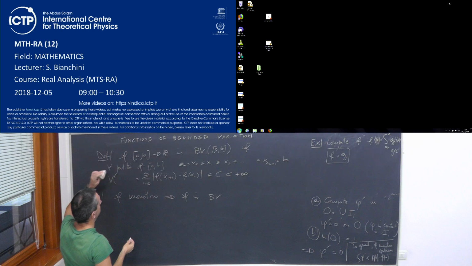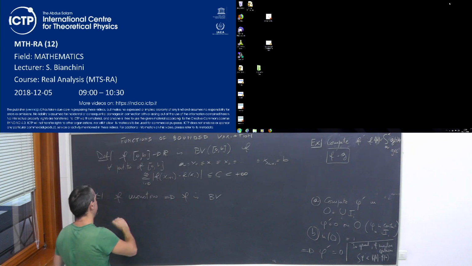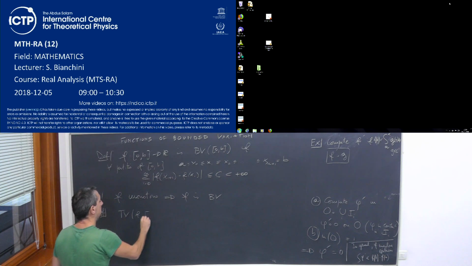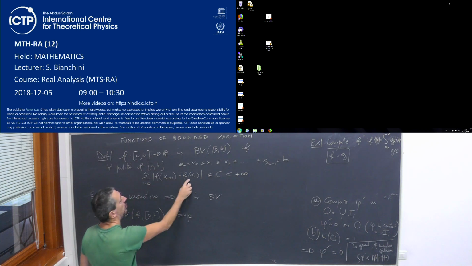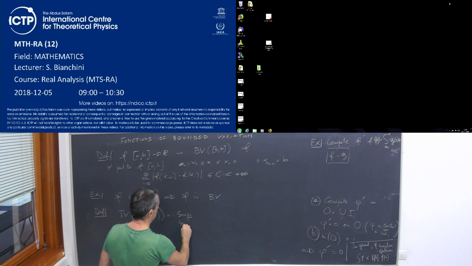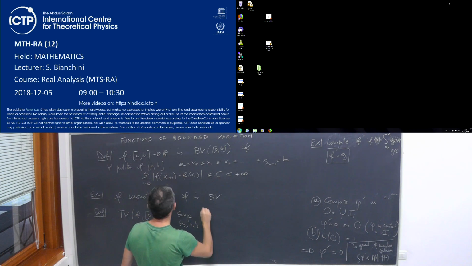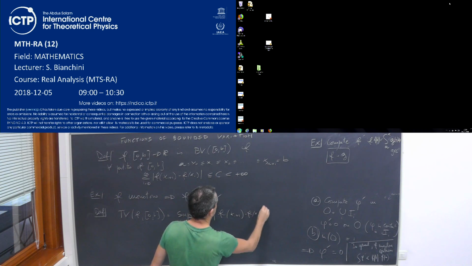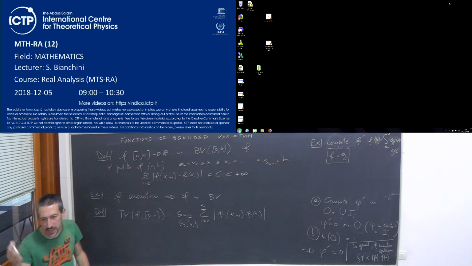Let's call this V. Actually, here's some other name. This is a strange notation, because I would call the total variation of f in [a,b] the supremum among all partitions of one of these variations. This is the standard notation: it is the total variation.